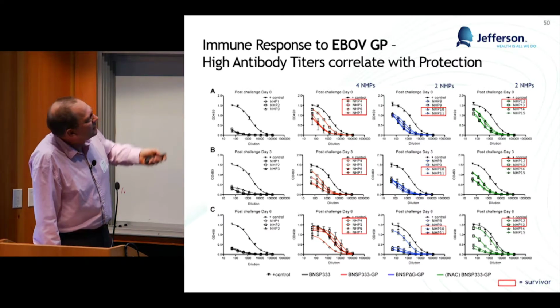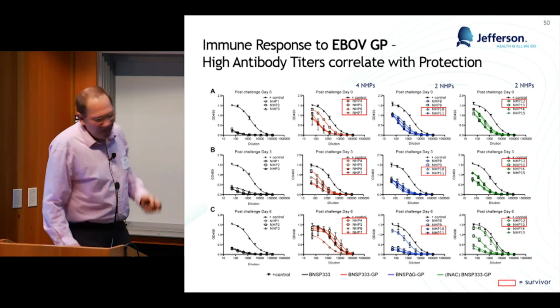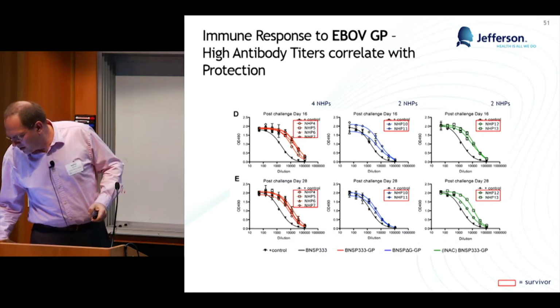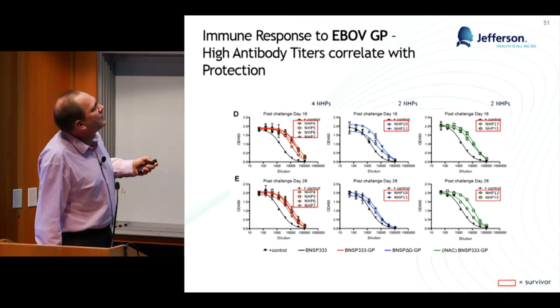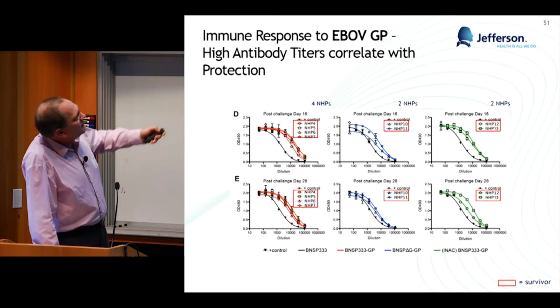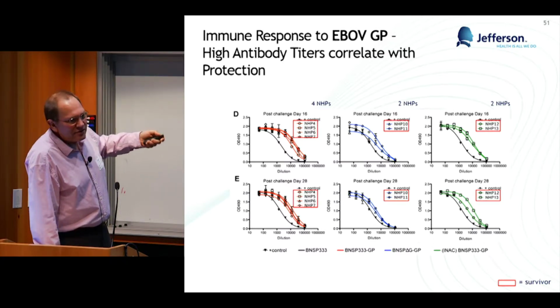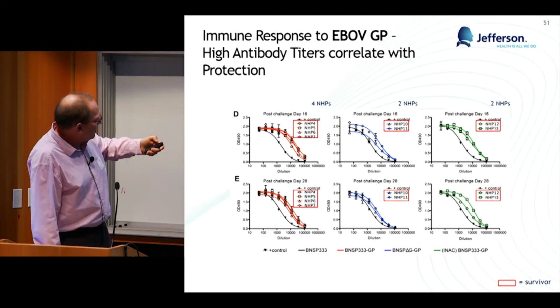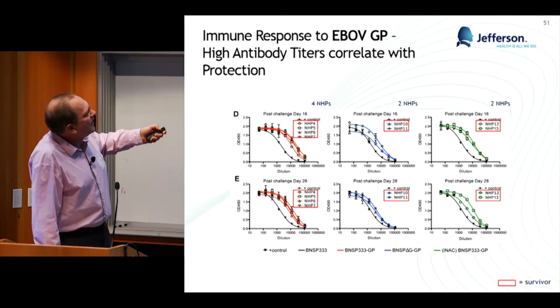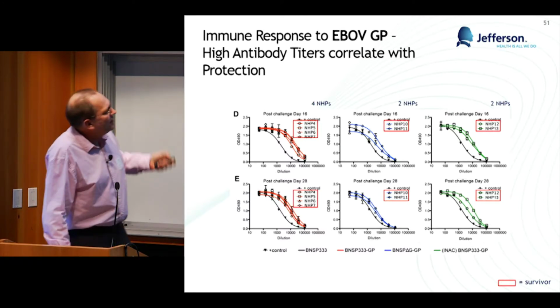Here you see 2 survived of the replication deficient, and of the killed, only 2 survived and 2 died. So if you follow them longer, day 16 after challenge to day 28, you really get nice immune responses. You challenge and the immune response goes up and up and up, and the protected animals end up with a lot of antibodies. So that seems to be really the measurement of protection.